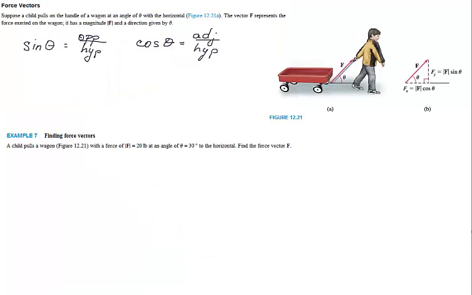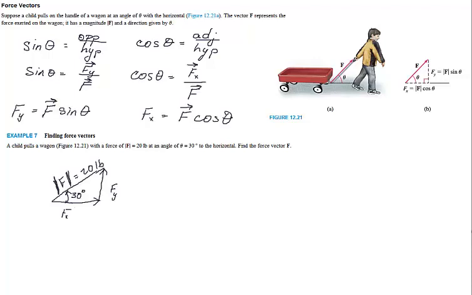Recalling from trig, a couple of basic identities. Sine is the opposite over the hypotenuse, so sine of theta is the y component over the hypotenuse, which is your F. Just solving that for F sub y, you'll get what's over here, and same thing for cosine. You'll just replace that with the F vectors.